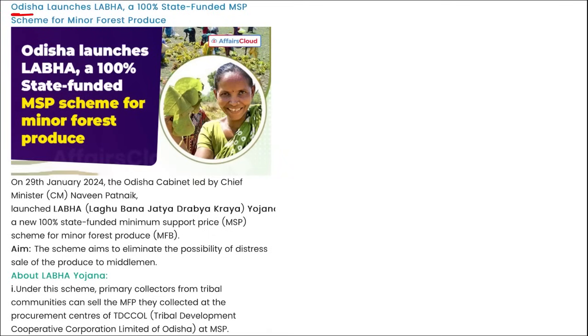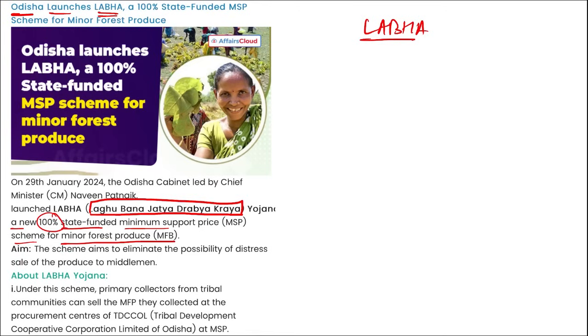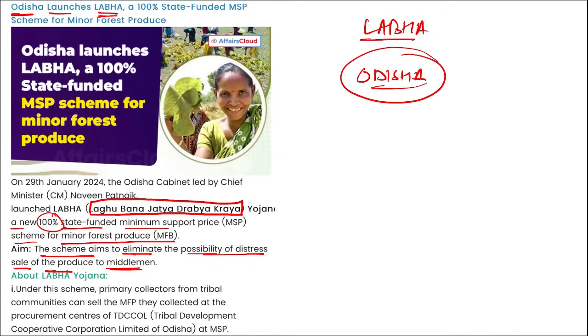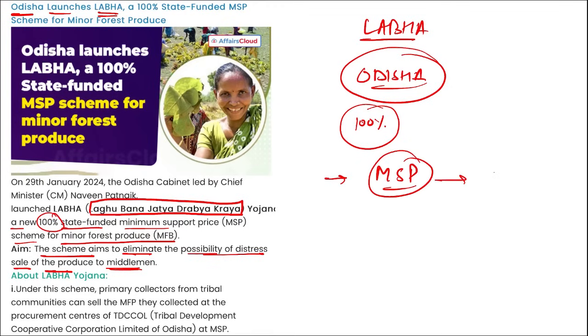Next is state news. Odisha launches LABHA. LABHA stands for Laghu Bana Jatya Dravya Kraya Yojana. Right? This is a new 100% state funded minimum support price scheme for the minor forest produce, and the scheme aims to eliminate the possibility of distress sale of the produce to the middleman. So coming back, this LABHA scheme was launched by Odisha, right, and it is a scheme that will be 100% state funded, and this is basically to provide a minimum support price for the forest produce, right.